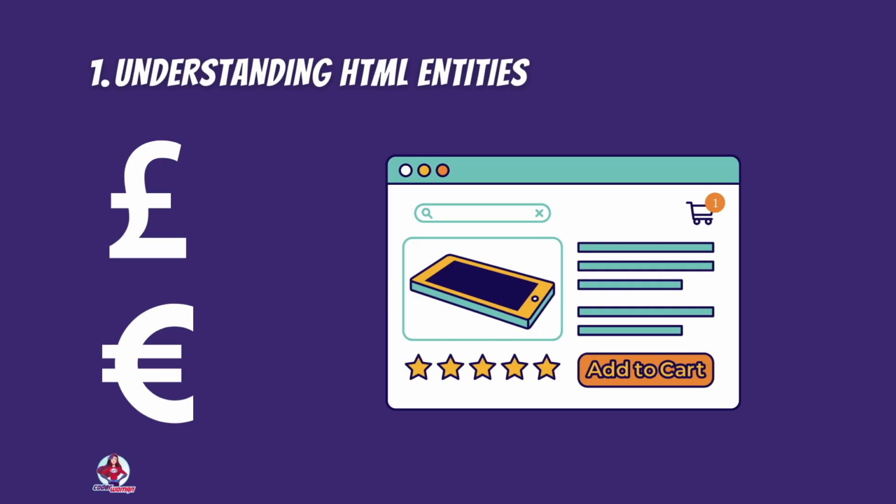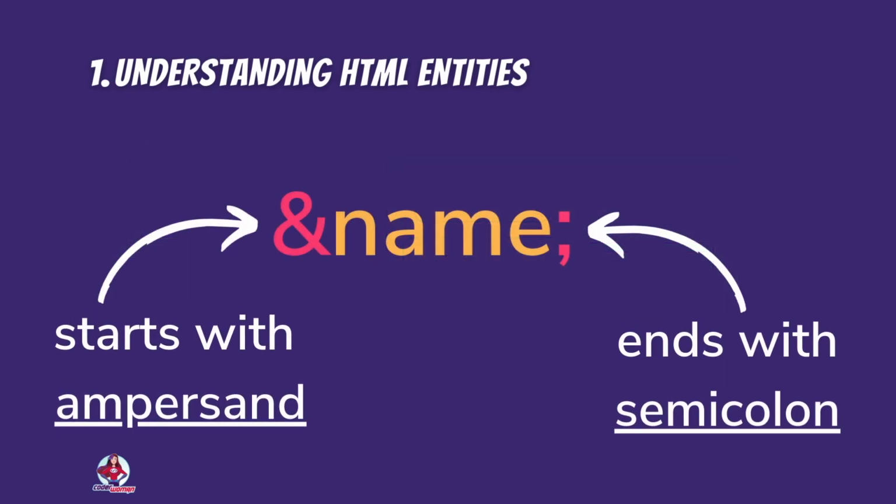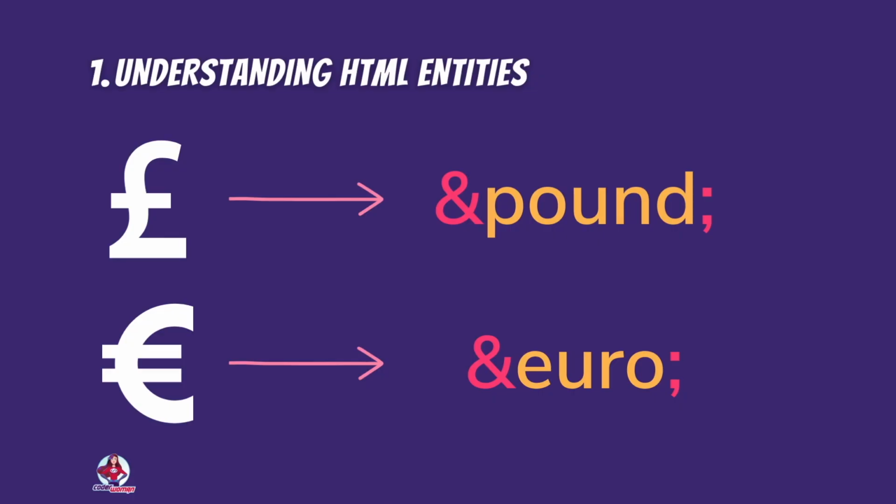Imagine you run an e-commerce store and need to display the pound or euro symbols. However, these symbols aren't on your keyboard. No worries, we can create HTML entities for them. Remember, every HTML entity starts with an ampersand and ends with a semicolon, with a unique name in between. For the euro symbol, the name is euro. For the pound symbol, the name is pound.